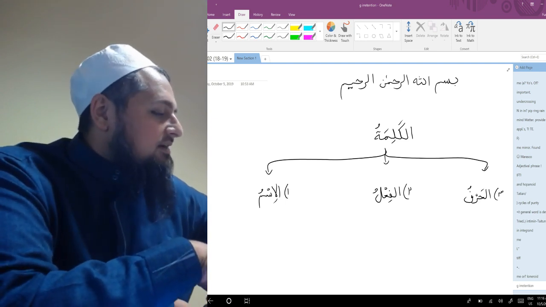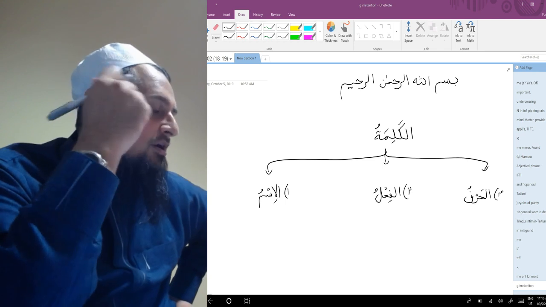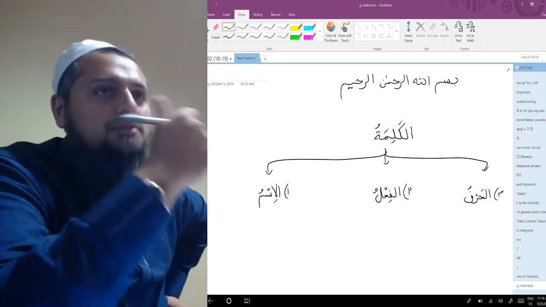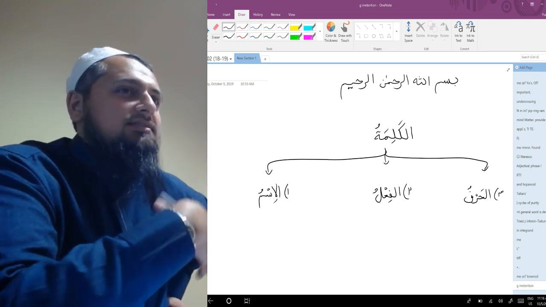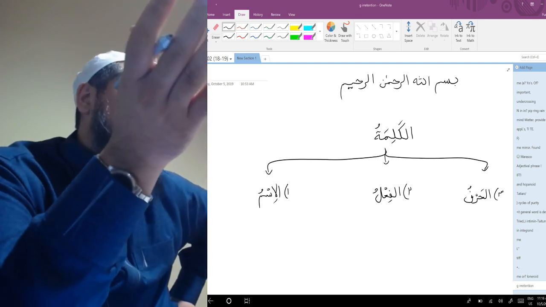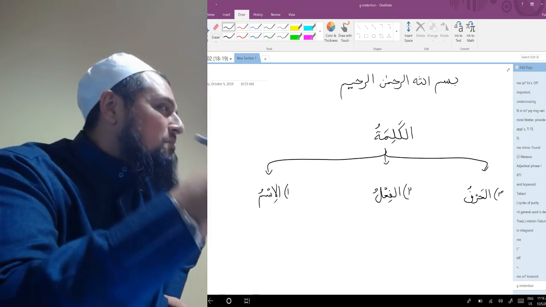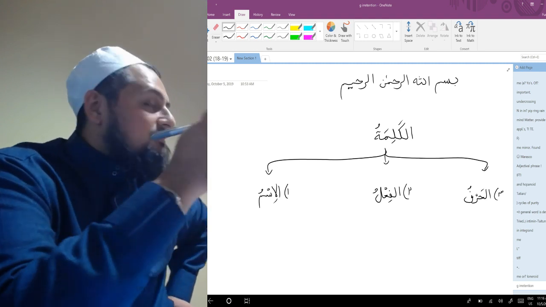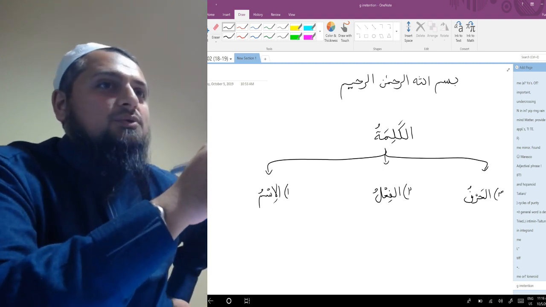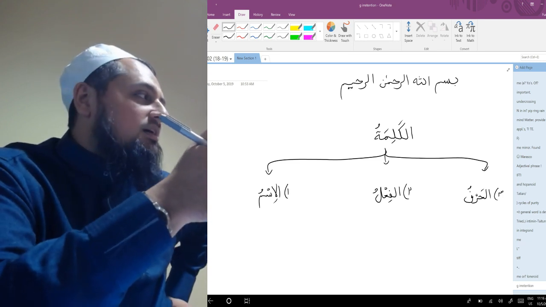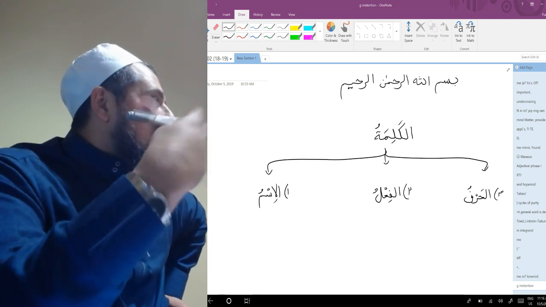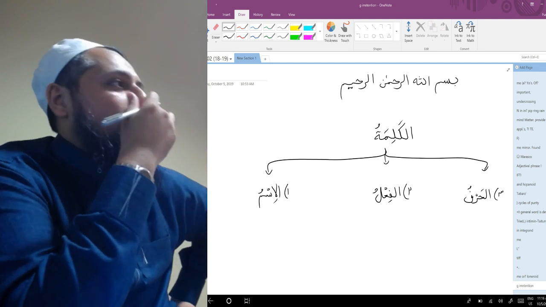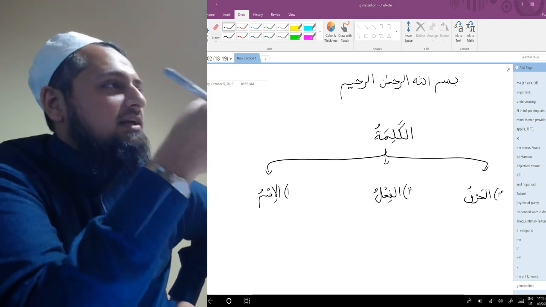A word that conveys a meaning by itself without being associated with one of the three tenses. Right? Does that definition make sense to everyone? All right. The reason that definition is important is that if any word fulfills it, it's classified as an ism. So every word in the Arabic language that conveys an independent meaning. What does that mean, that a word conveys an independent meaning?